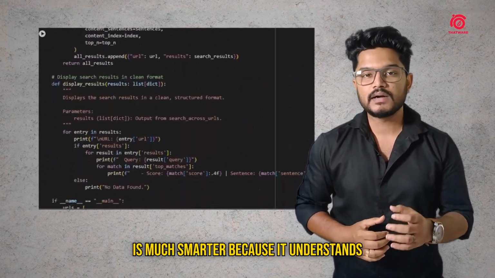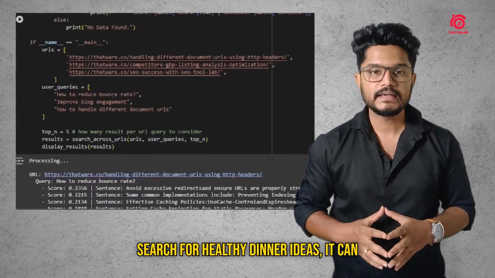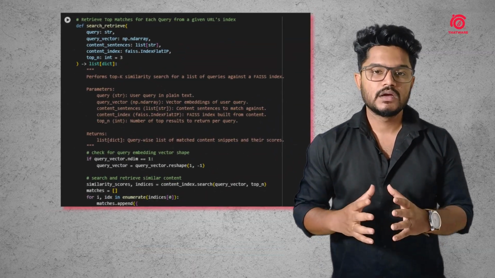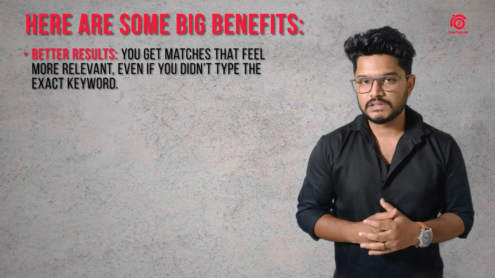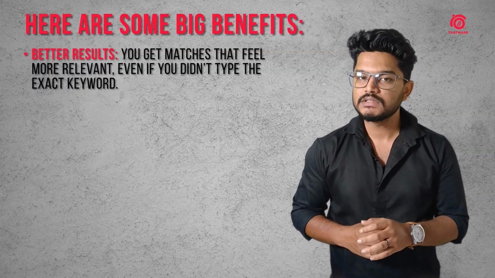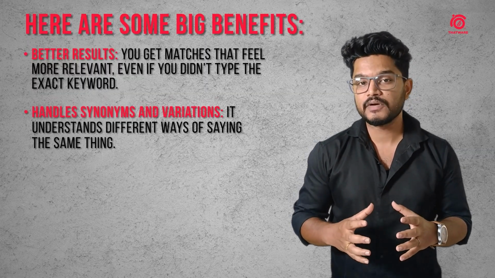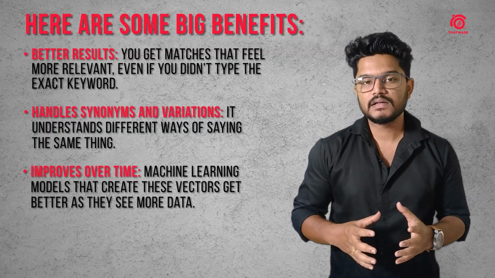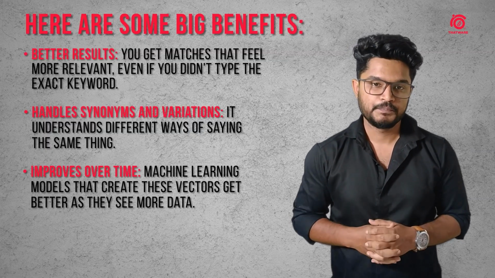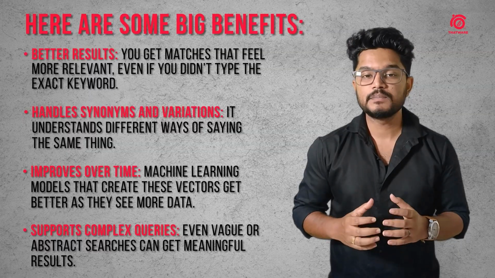So why is this a game changer? This approach is much smarter because it understands context and meaning. So when you search for healthy dinner ideas, it can show you recipes for nutritious meals, low-calorie dinners, or even plant-based dishes, even though those exact words are not in your query. Here are some of the big benefits. Better results: you get matches that feel more relevant even if you did not type the exact keyword. Handles synonyms and variations: it understands different ways of saying the same thing. Improves over time: the machine learning models that create these vectors get better as they see more data. Supports complex queries: even vague or abstract searches can get meaningful results.